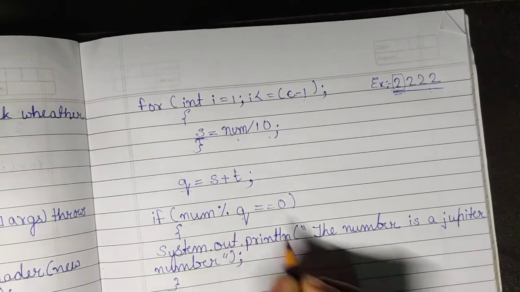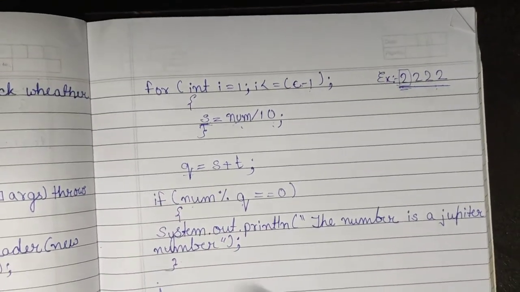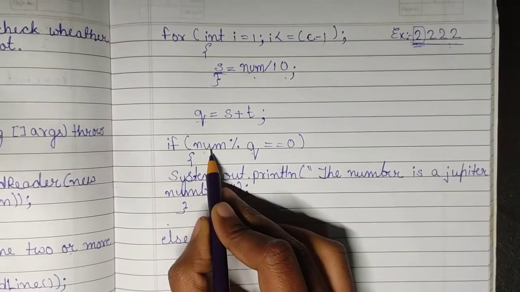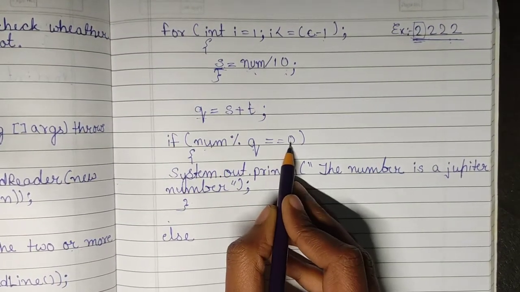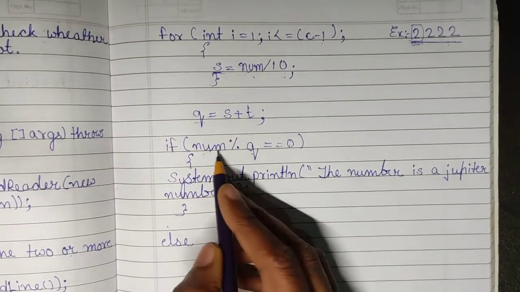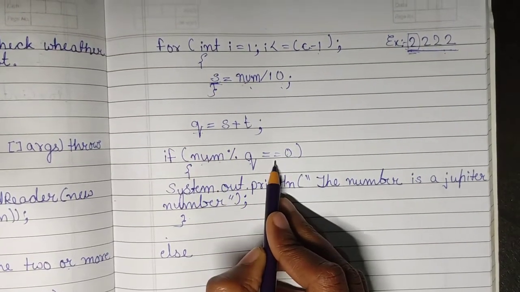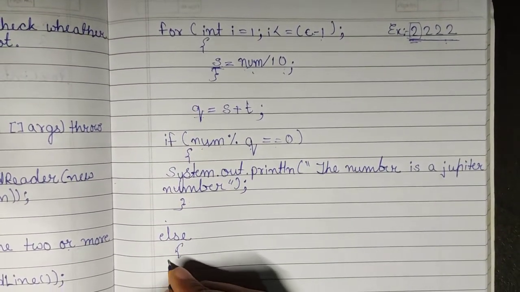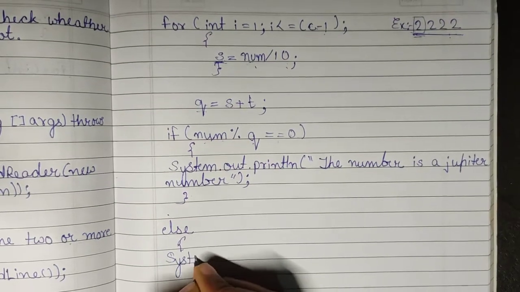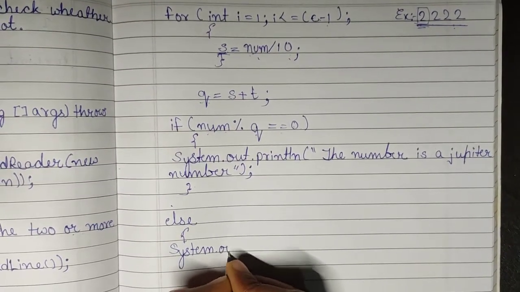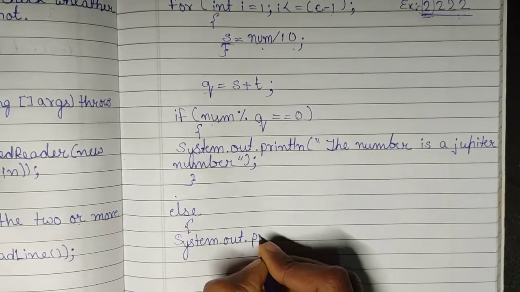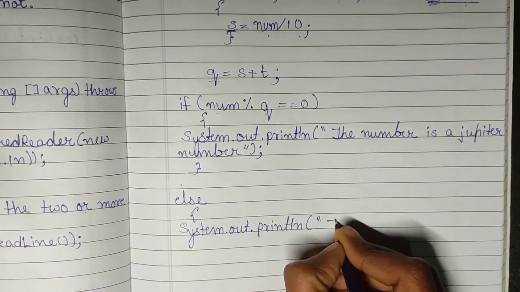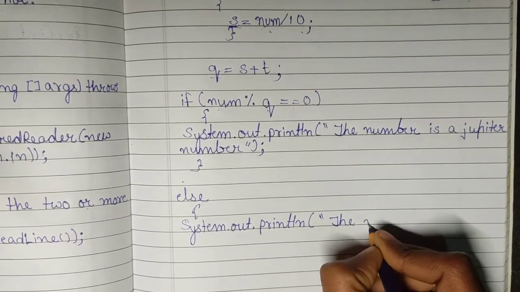Else, if this condition is wrong, then it will come to the else part. If the number is not divisible by the sum, then we will get some remainder, and if this condition is false, then we will come to the else part, and here it will be printed: the number is not a Jupyter number.